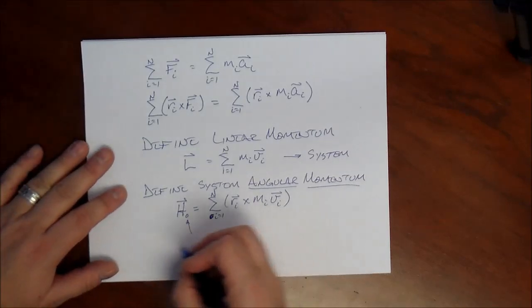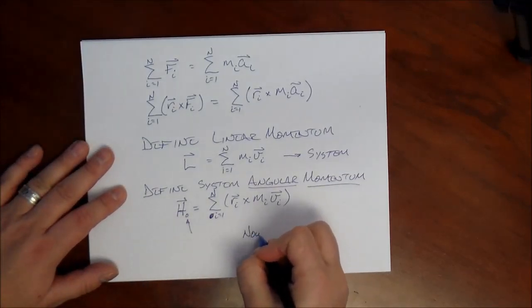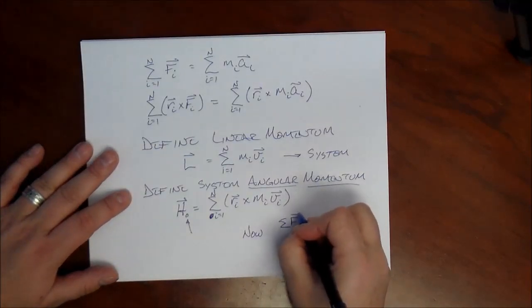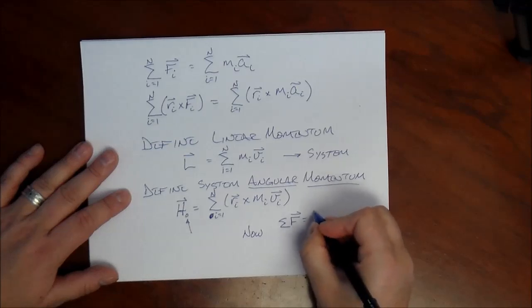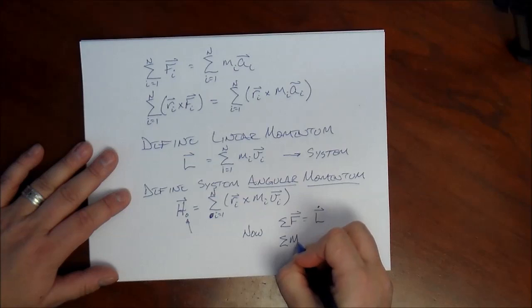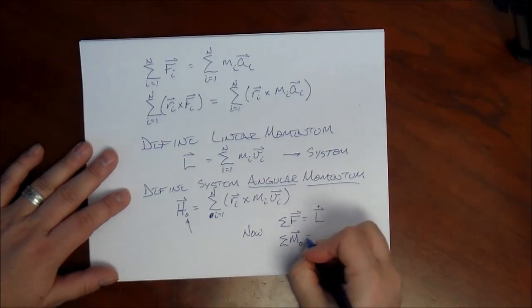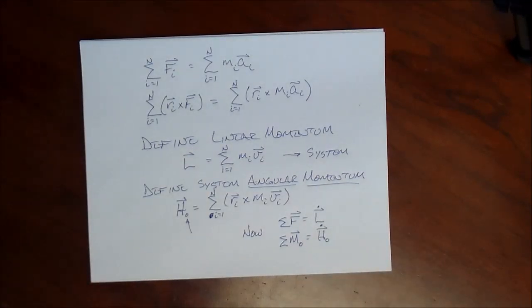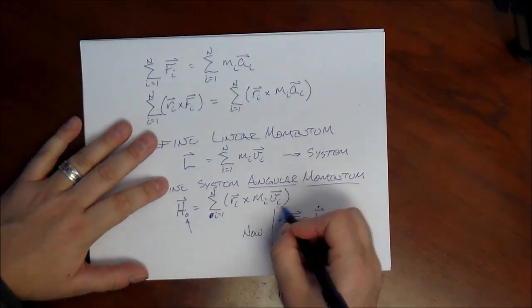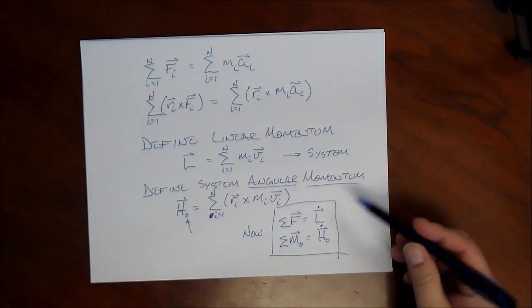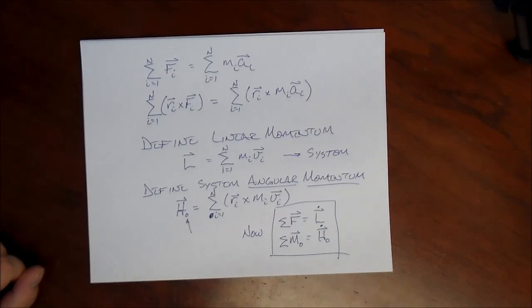And so with that in mind, we can write our equations of motion for the system as the sum of all external forces equals the time rate of change of the linear momentum, and the sum of all moments about the origin equals the time rate of change about O of the angular momentum. So here we have a set of equations. We have two equations expressing the momentum and angular momentum as they relate to forces and moments. And this is for a system of particles.